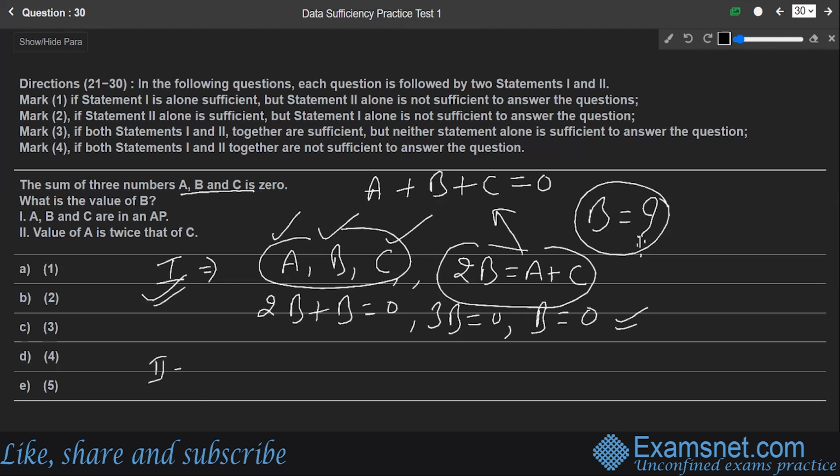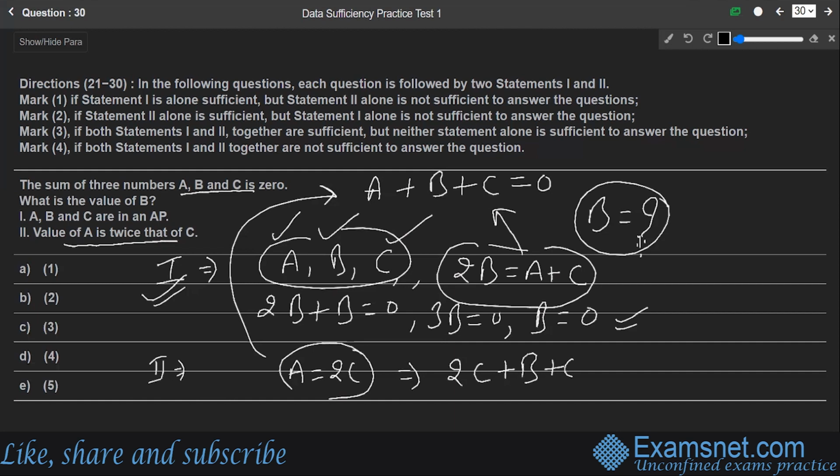Let us check the second, whether it can answer the question also. The value of A is twice that of C. So if we put this particular expression in our original expression, what do we get? A is equal to 2C, so 2C plus B plus C is equal to 0, which gives 3C plus B is equal to 0. But the value of C is unknown, so we cannot find out the value of B. That is not possible. So statement number 2 is not sufficient to answer the question. So clearly the answer choice becomes only the first statement sufficient, that is option A becomes the right answer.